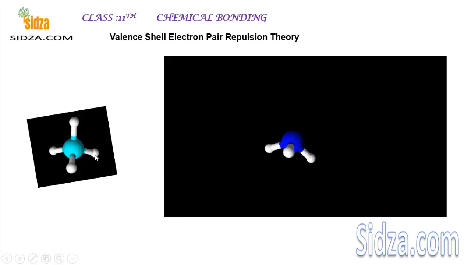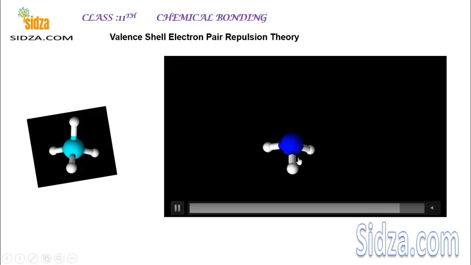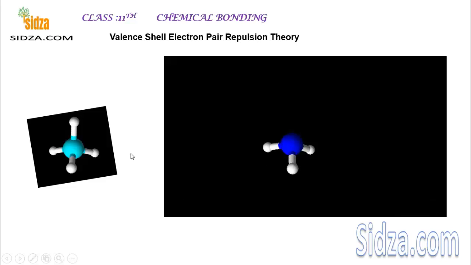Here this is the tetrahedral shape, and here this is a pyramidal shape. If you look here, the number of electron pairs around the nitrogen or the carbon, both are the same. Look at this one. I'm talking about the number of electron pairs. That means the total number of bond pairs and lone pairs.